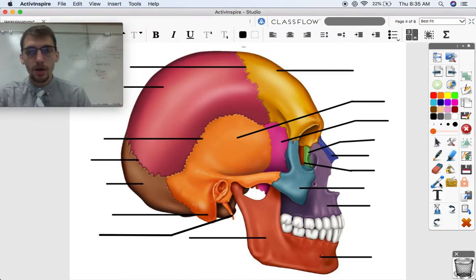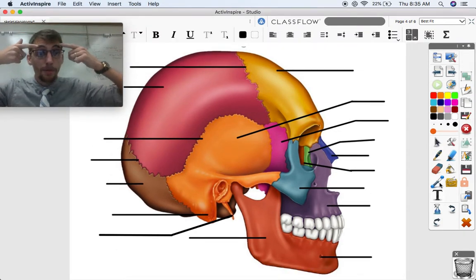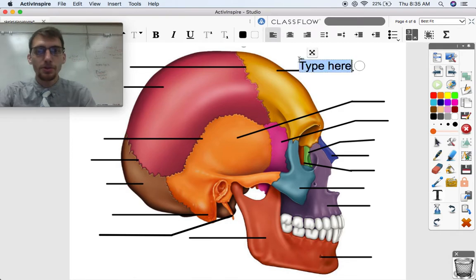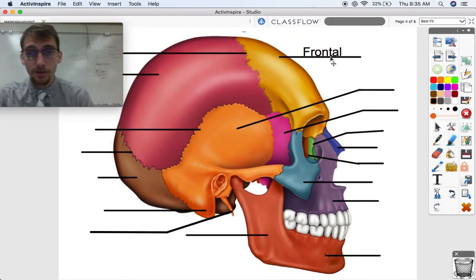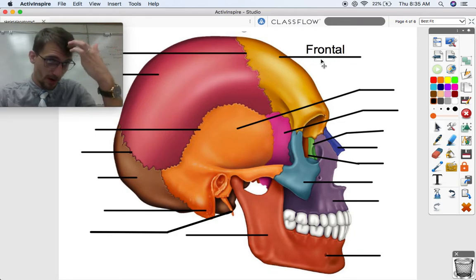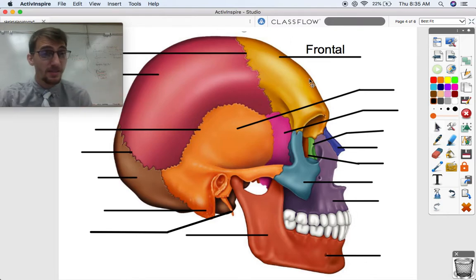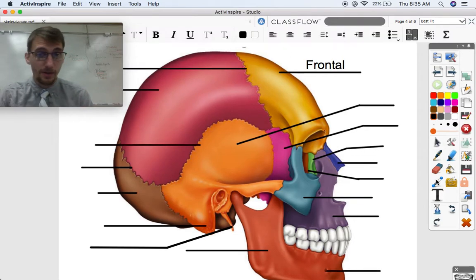This big yellow bone that makes up the upper portion of your eye socket, as well as your forehead and a little bit of the top of your head, is called your frontal bone. It makes sense because it's at the front, right? So the frontal bone is right up here. It protects the frontal lobe of your brain, and we actually refer to this region as the frontal region. So there you have it.